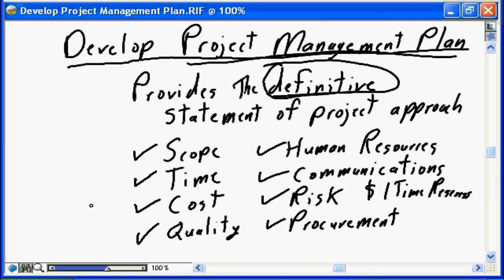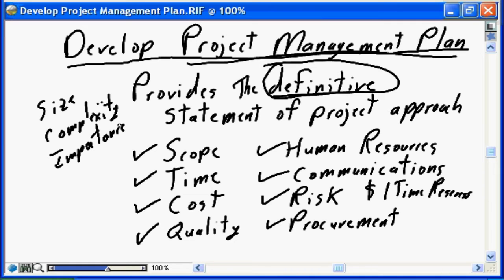How detailed, how comprehensive the project management plan is going to be is dictated by the size, the complexity, the importance of the project. Smaller sized projects may have a 5-page project management plan. Larger projects may have a 25-page project management plan. Very large, very complex projects will not have so much a project management plan, but they will have a separate document that is the scope management plan.